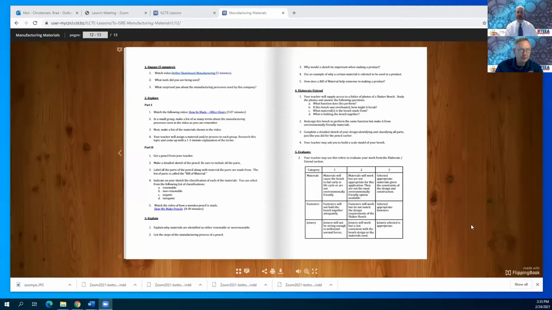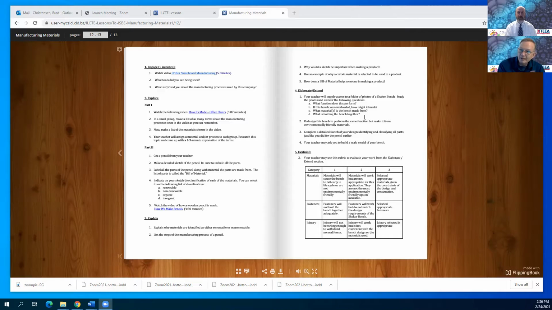Let me share my screen here real quick and show you how this works in this particular lesson. In the elaborate section, the teacher is going to give you a bunch of photos of shaker benches. We're going to study those photos and talk about how this bench works, how it functions, what might break if you overload it, things like that. And then we're going to have them redesign a shaker bench. They can make any bench they want, but we want it to be along the lines of a shaker bench, not just any old bench. It's got to be a shaker bench.